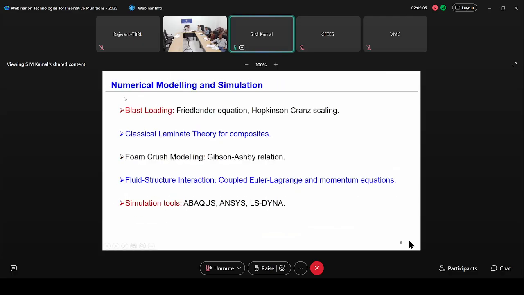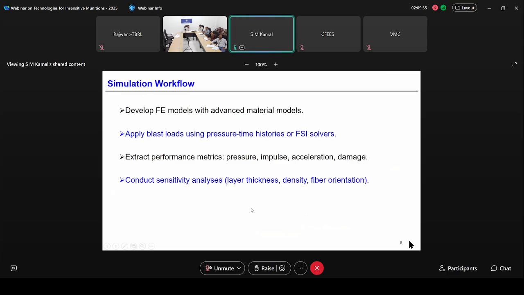Then coming to the numerical modeling and simulation, here again we're going to use a physics-based approach governed by certain equations. For blast loading, we're going to use the Friedlander equation and Hopkinson-Cranz scaling. For modeling of composites, we'll use classical laminate theory. The Gibson-Ashby relation will be used for foam crushing modeling, and coupled Euler-Lagrange and momentum equations will be used for fluid structure interaction. Simulation tools include Abaqus, ANSYS, and LS-DYNA.